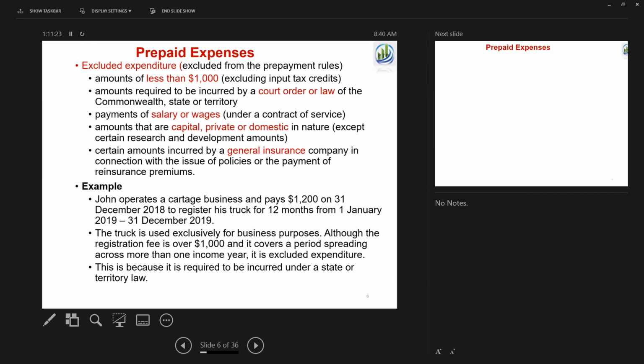Registration, tax registration, is going to be a part of the legislative requirements. Therefore, whatever he paid is going to be claimable. Also, he paid only $1,000. He satisfied both rules, right? This is paid for the state government registration requirements. That's a legislative excluded expenditure, as it is $1,000 or less. So he can deduct immediately. He has no need to calculate how much belongs to this year or next year.